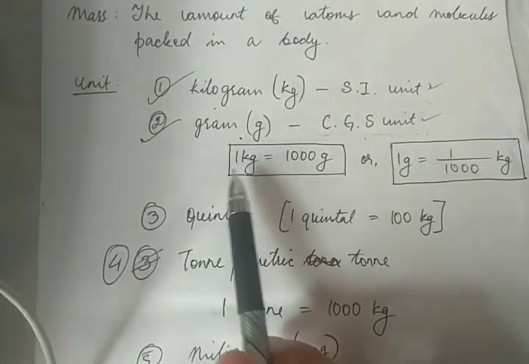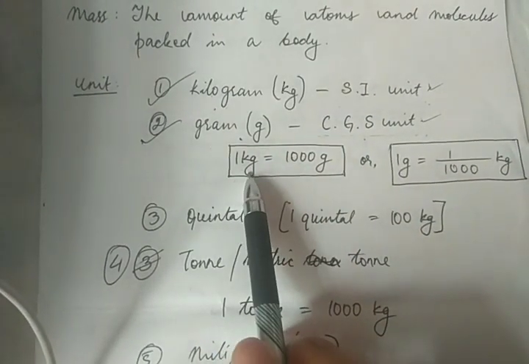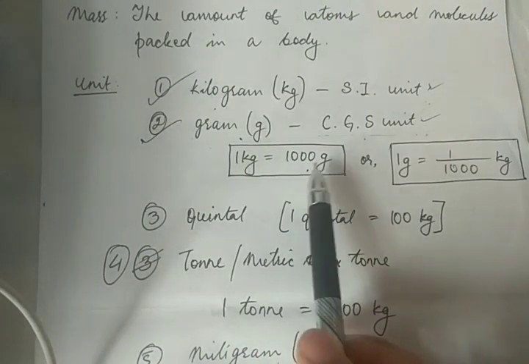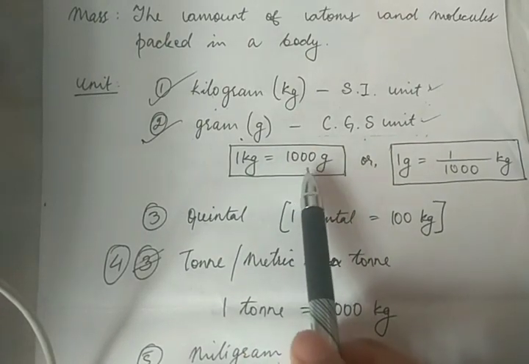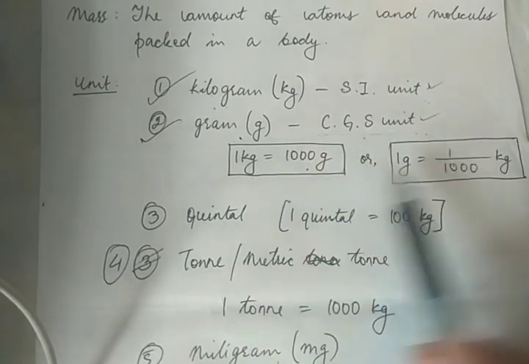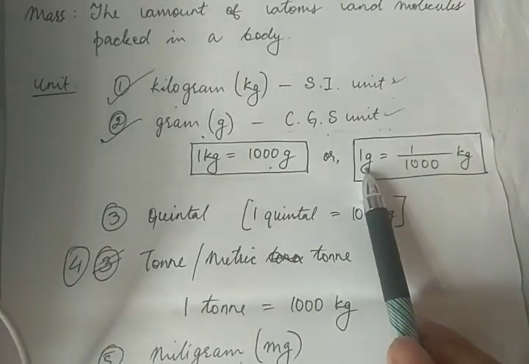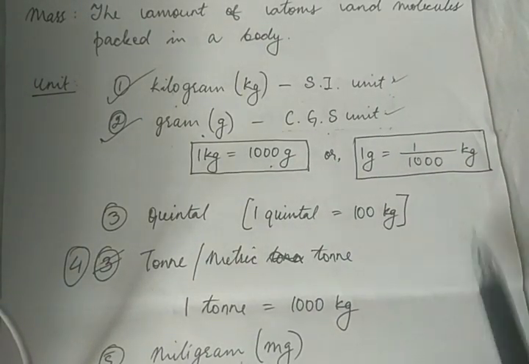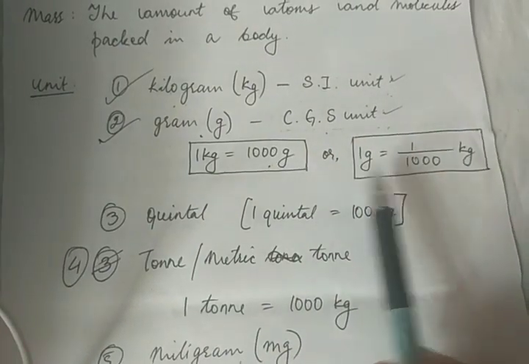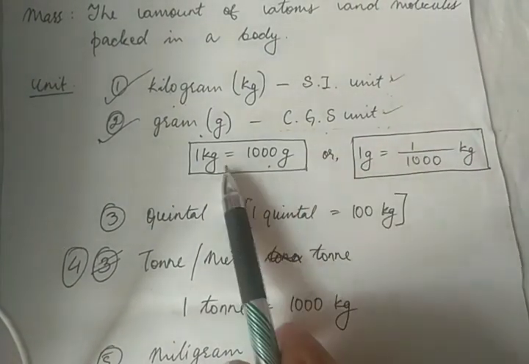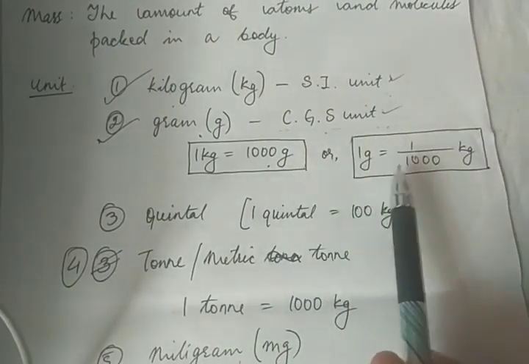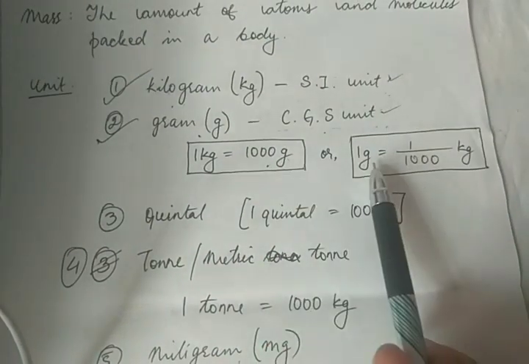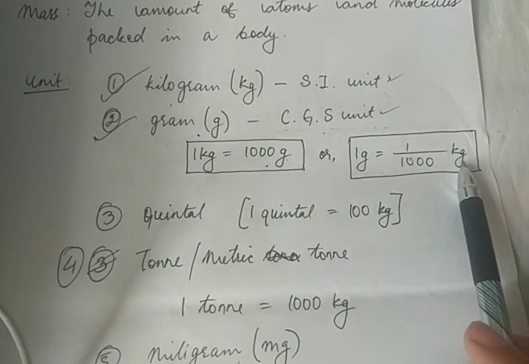Now the relation between them: 1 kilogram is 1000 grams. I hope you know this. I believe you have already studied the conversions in your junior classes. Or 1 gram is 1 upon 1000 kilogram. You should remember all of these relations. These two relations are one and the same. Here we've expressed kg in terms of grams, and here we are expressing grams in terms of kilogram.